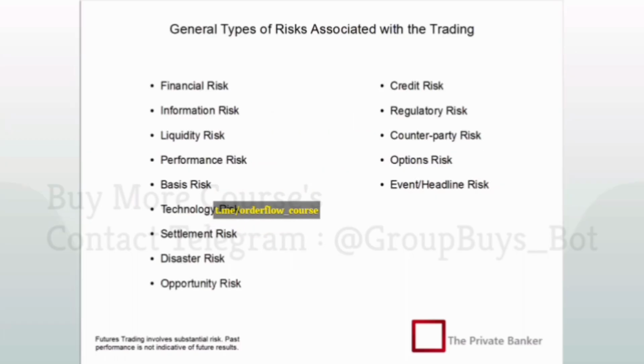So, what are the general types of risk associated with trading? Well, there's first of all financial risk, information risk, liquidity risk, performance risk, basis risk, technology risk, settlement risk, disaster risk, opportunity risk, credit risk, regulatory risk, counterparty risk, options risk, and event headline risk. So some of these I'll go into more detail, but just generally speaking, approaching the markets each day, we encounter these types of scenarios, and I'll go into those more common risks that we face each day.